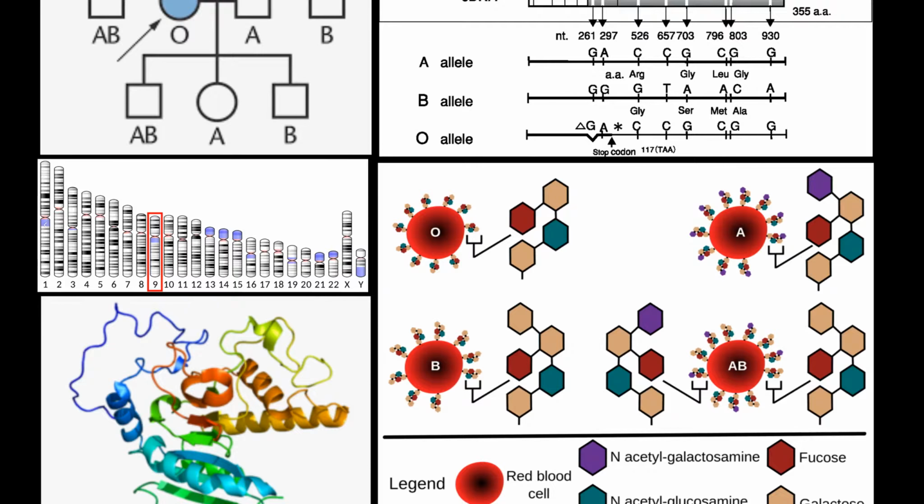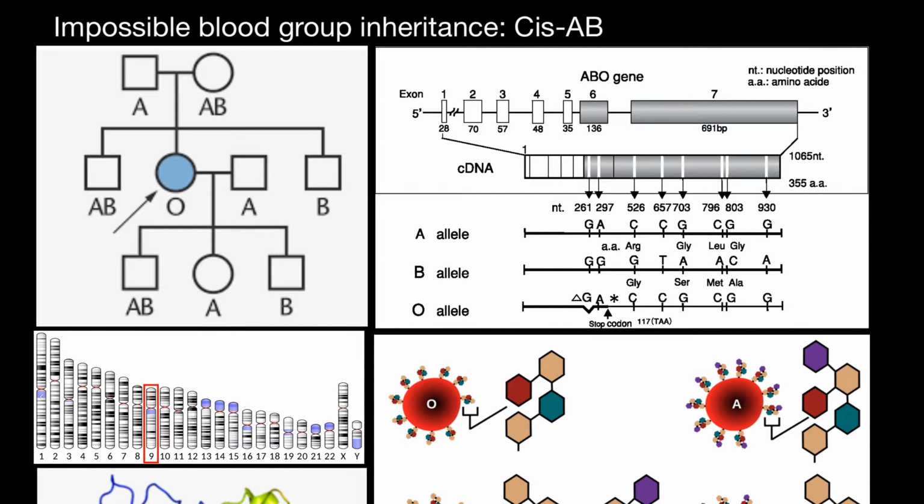So I think this is clear, and again, I want you to pay attention to this picture, how allele A and B are different. So first of all, this enzyme is coded by 1065 nucleotides. You know that each codon, which consists of 3 nucleotides, would code for 1 amino acid. So 355 amino acids make allele A and B.